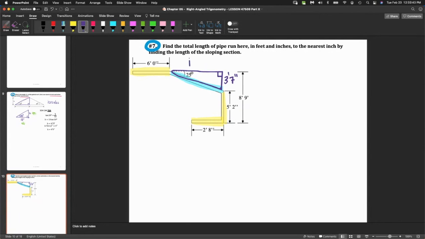Well, we don't care about this. I don't care about this length. I don't care. I do care about this. I'm going to call that L. So we need to solve for L.